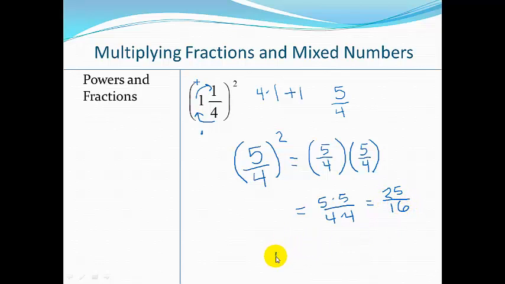Okay. 16 goes into 25. Remember using top dog in the house. 16 goes into 25 once. I'm going to subtract. I have 9 left over. And my answer equals 1 and 9 parts left in my pie with 16 pieces. And there's my final answer. So again, remember, we first make it into an improper fraction and we multiply it by itself.